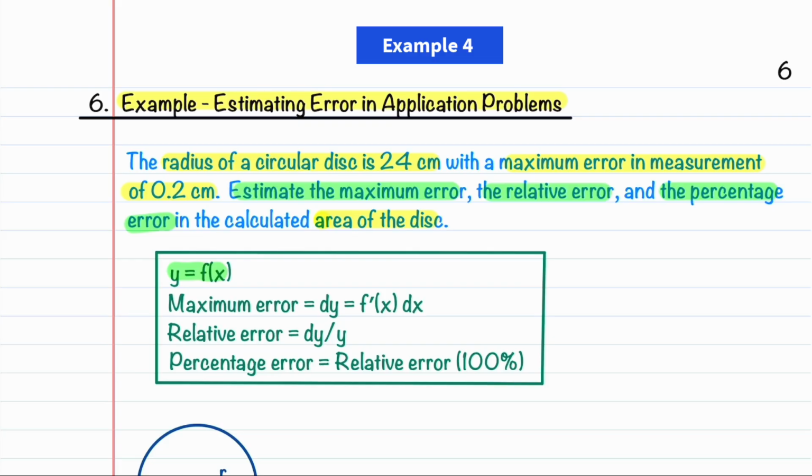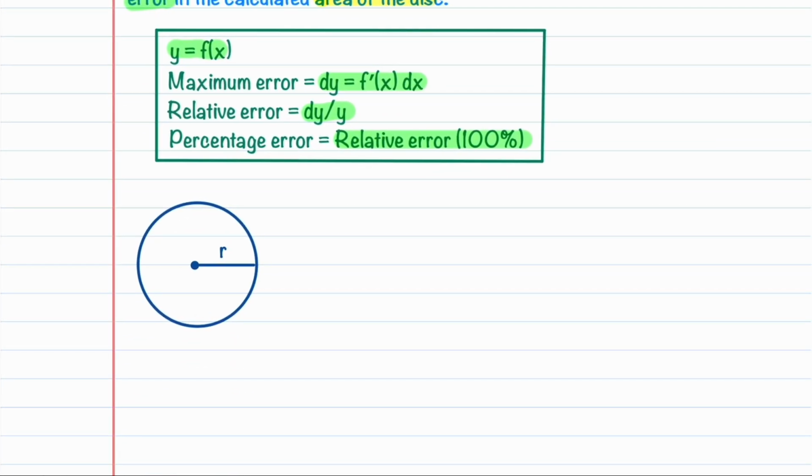The maximum error is given by dy. The relative error is then dy divided by y. And then the percentage error is just the relative error times 100%. I went ahead and drew a circle to represent our circular disk. It has a radius r, and we're going to write down that the area is pi r squared. So we are going to be calculating the error in this area. Let's first find the maximum error.